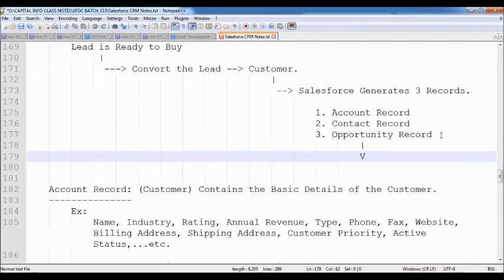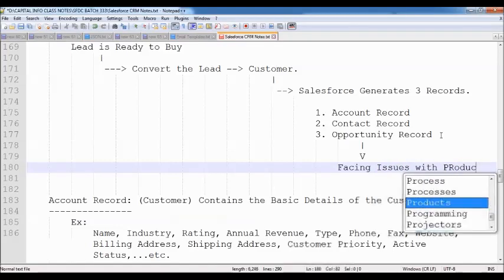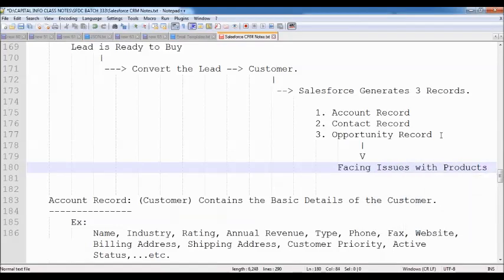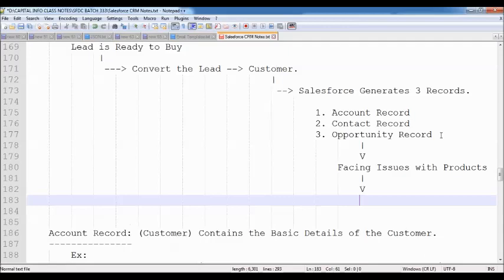Now, whenever the customer is using the product, if the customer is facing any problem or issue with the product, what will the customer do in this case? The customer is going to raise a complaint. For example, assume that I'm facing some problem with the mobile network. Then immediately we make a call to customer care and raise a complaint.